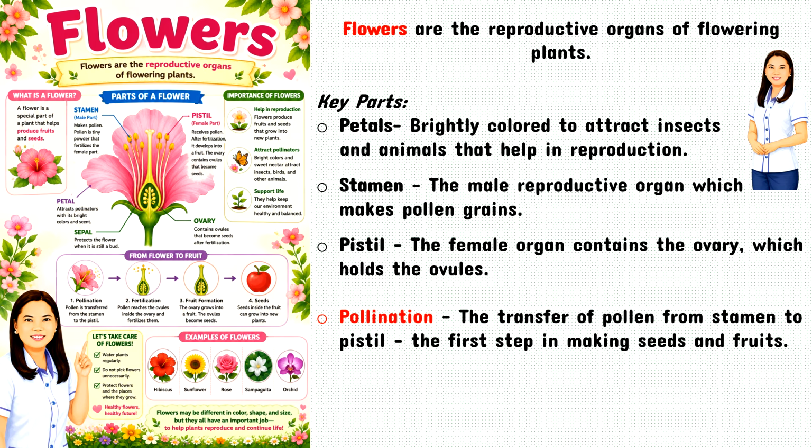This is the first step in making seeds and fruits. After fertilization, the flower begins to develop into a fruit. Without flowers, many plants would not be able to produce fruits and seeds.